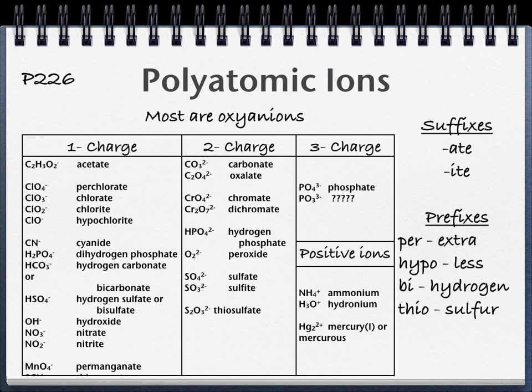Another common prefix we see is the prefix bi. Well, a lot of times we like to think of bicycle, bicentennial, the number 2. It's not the case in chemistry. In chemistry, bi actually indicates hydrogen. So if I look at the 1 minus charge column, I see something like hydrogen carbonate. CO3 is carbonate. Put a hydrogen in the front, I'm calling it hydrogen carbonate. But I can also call it bicarbonate.